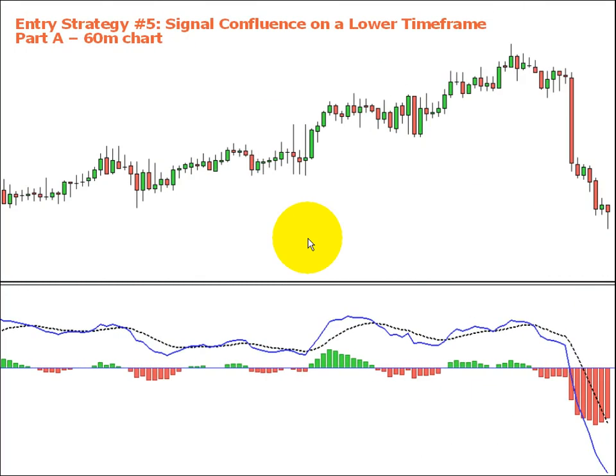The fifth of our 5 generic entry strategies here is to look for a signal confluence on a lower time frame. So instead of squishing the charts in this example, I'm just going to show 2 back to back. First of all, part A, this is a 60-minute chart. What we're going to do is simply outline the divergence.